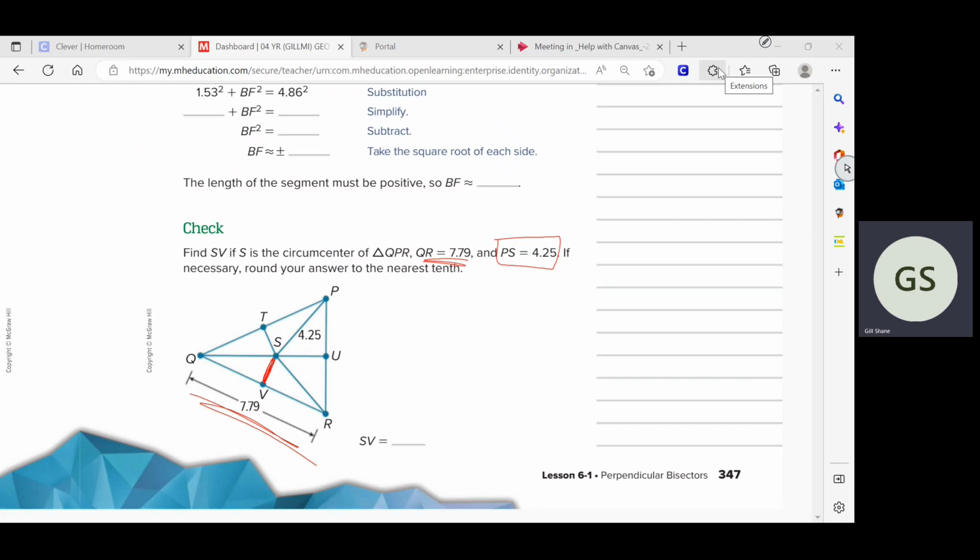Okay, so we do that. If you just switch those two, just be careful when you look at the triangles.